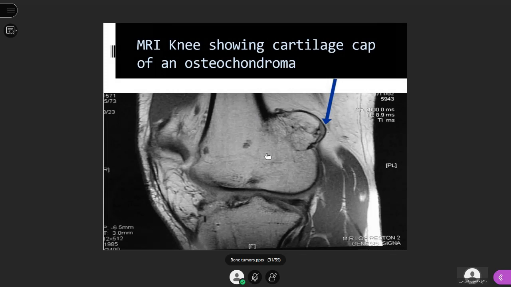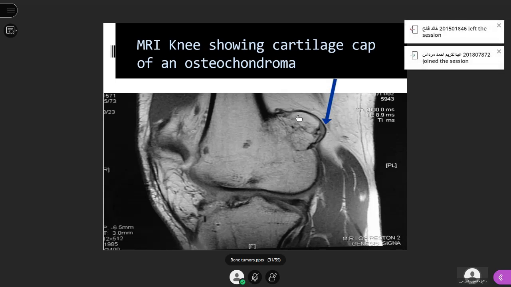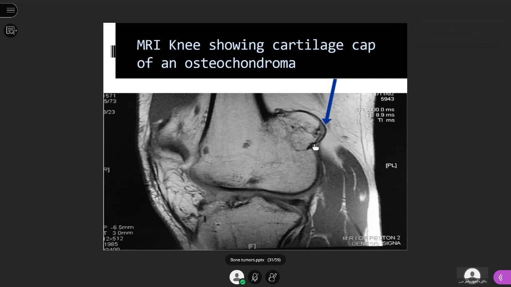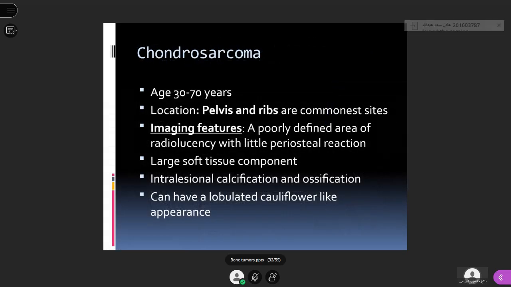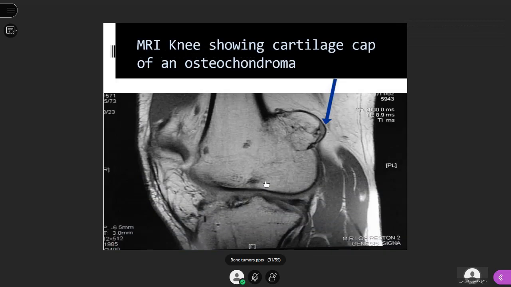So this is an MRI. This MRI is showing you the cartilage cap here. This is the lesion. Here the lesion is more of a sessile variety, not of pedunculated type, but if you see the thickness, it is less than 1 centimeter. So this black thing is the cartilage here. This is the cartilage cap. If it is less than 1 centimeter, that means there are less chances of developing malignancy. So what is the next investigation for osteochondroma? The next investigation should be an MRI.